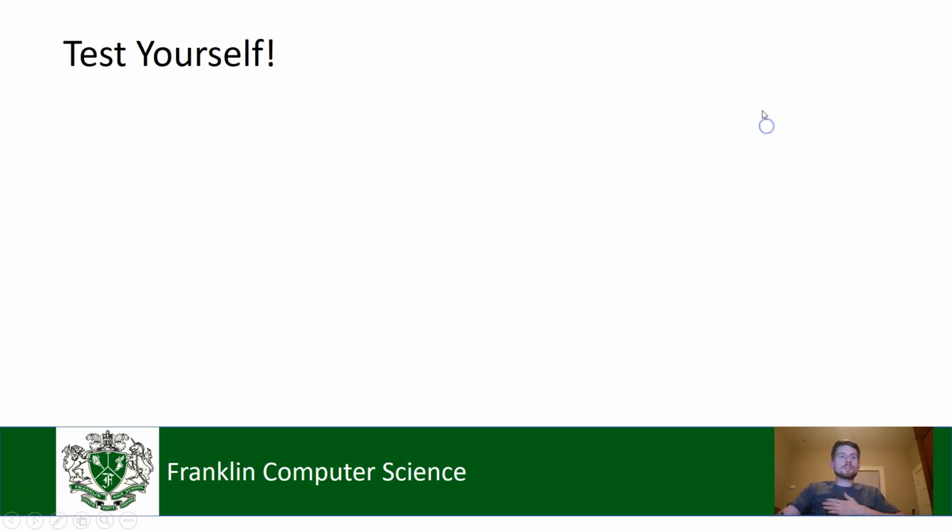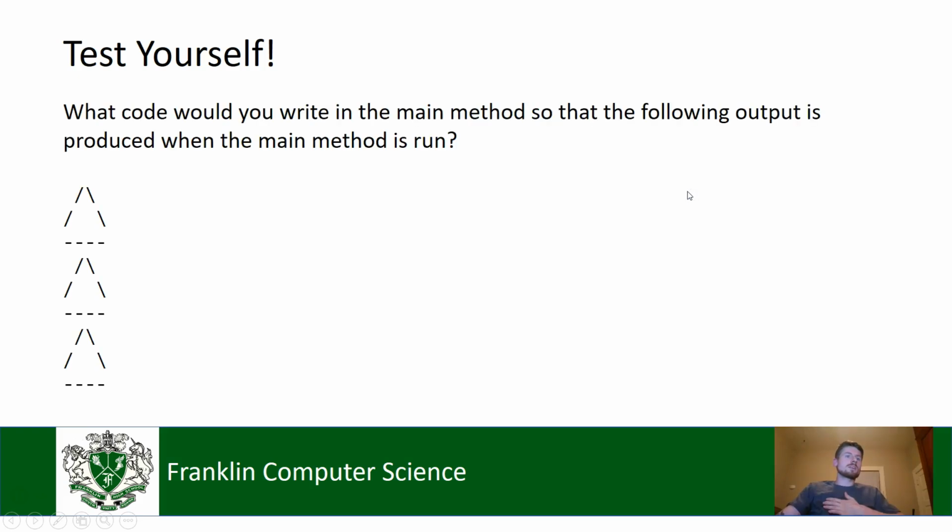Okay, here's another test yourself. What code would you write in the main method? So now this is, what would you put inside main so that the following output is produced when the main method is run? So remember, it's not enough to just declare the drawTriangle, you actually have to call it as well. So what would you write in main so that you get 3 triangles stacked on top of one another, just like this. Okay? Go ahead and pause the video and try calling the method in main and seeing if you can get it to print this to the console.